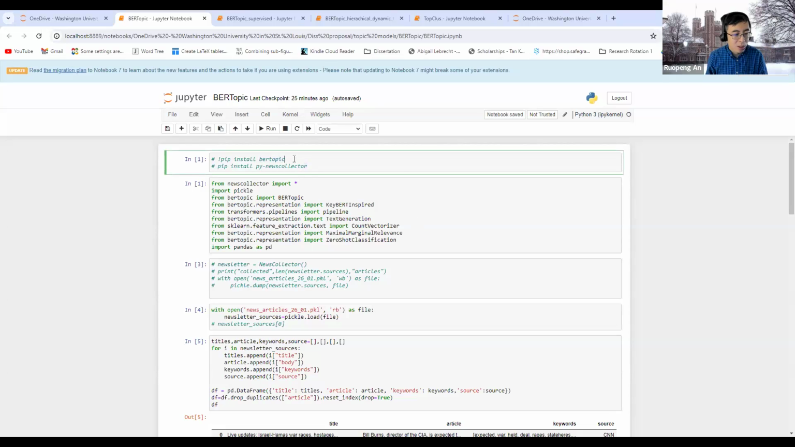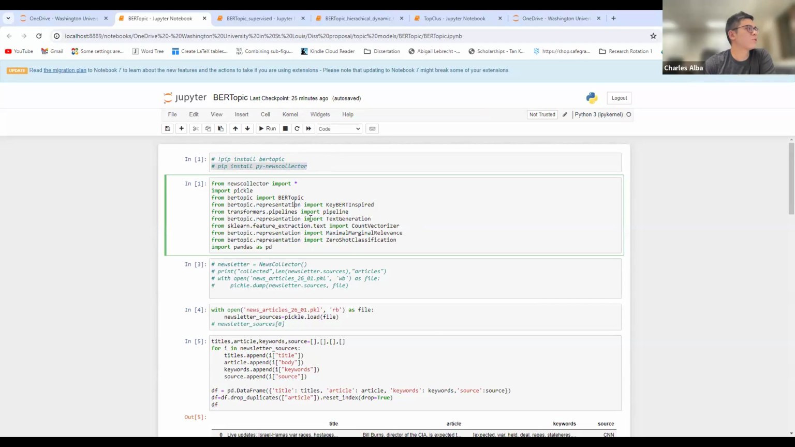Okay, great. This is how you install it. You pip install BERTopic. You install PyNews collector. I mean, you don't have to, but I'm just using it. I just use this to gather my data. I got it from news yesterday. So hopefully we could look at more recent stuff and not something 5 years ago.